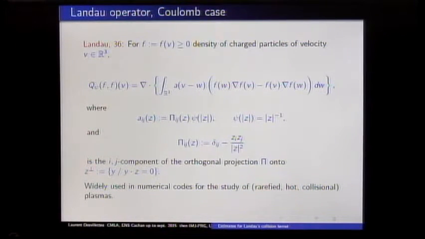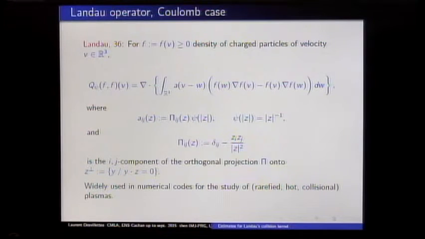So now let me say a few things about the inner structure that you have here. So as you can see, you have a first term here which is of second order in terms of derivatives, and then you have a drift term that is something which is first order in terms of derivatives. But this is written in this form in a way which is, in fact, quite symmetric with respect to the density f of particles. So this is a vector, and you will multiply this vector here by a matrix. So here A is a matrix which depends on V minus W, which is the relative velocity of the two particles which will enter in a collision.